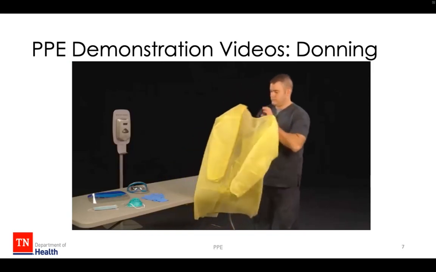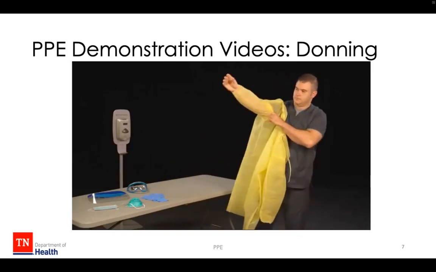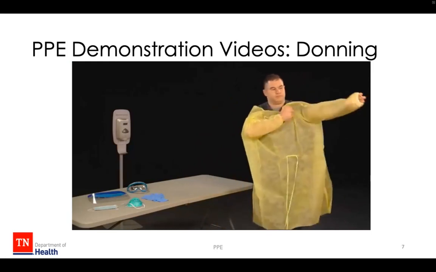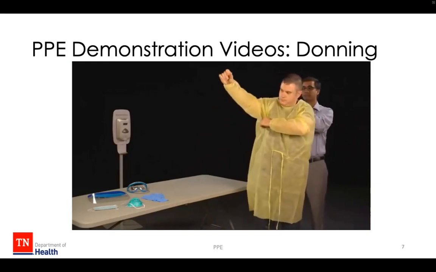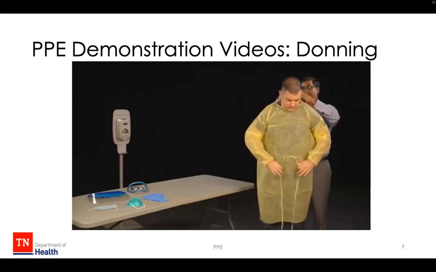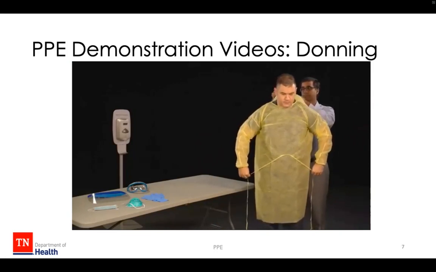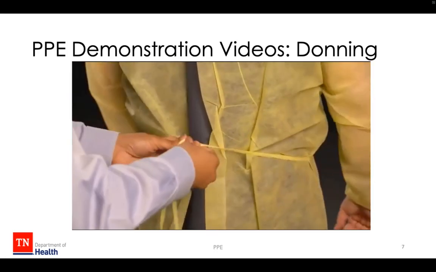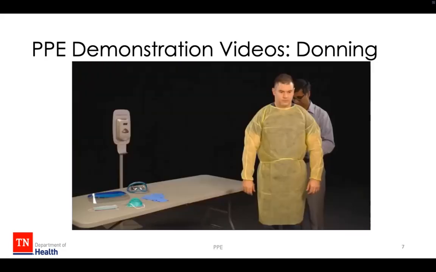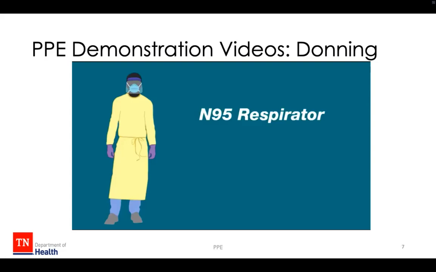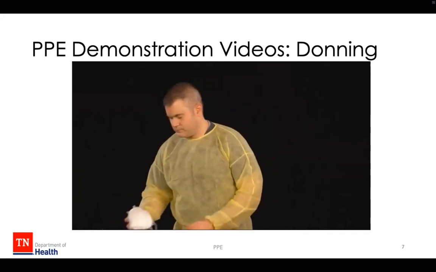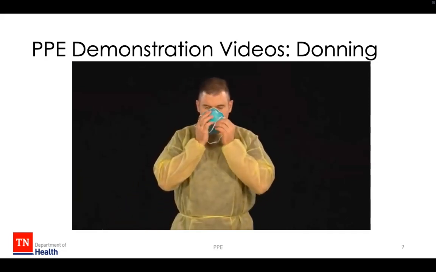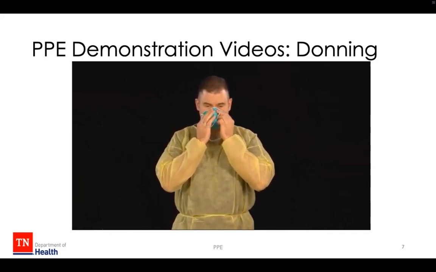Put on the isolation gown. Tie all ties or snap all snaps. You may need assistance from another healthcare provider. Put on the N95 respirator. When using a respirator with a nose piece, fit it to your nose using both hands. Do not bend or tent the respirator.